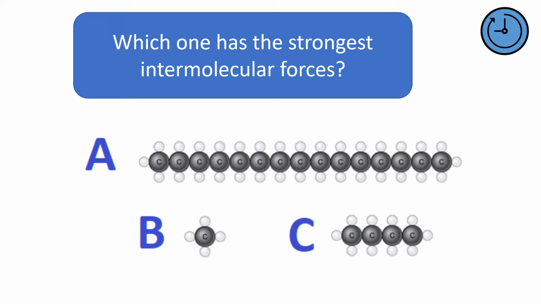Okay, so a quick recap then. Which of these, A, B or C, has the strongest intermolecular forces between it and another chain like it? Well, hopefully you would recognise it's A.